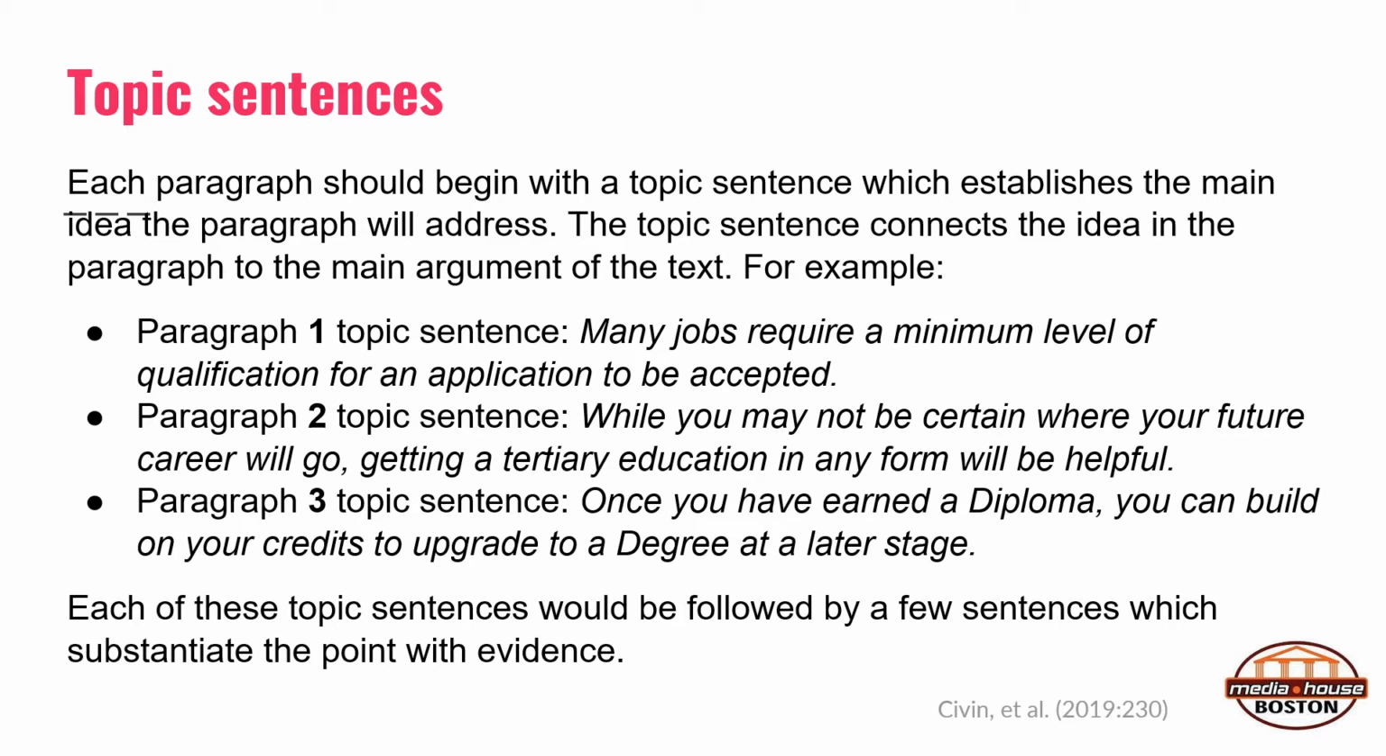Paragraph 3 might start with the idea that once you've earned a diploma, you can build on your credits to upgrade to a degree at a later stage. And this would be convincing to somebody who says, oh, but I didn't qualify for a degree, why bother? Because a diploma can always be upgraded. So it's better than nothing. If you think it's a degree or nothing, then you're wrong, and substantiate that. So each of these topic sentences should be followed by a few sentences which substantiate the point with evidence. The topic sentence should connect the idea of the paragraph with the main argument of that text.